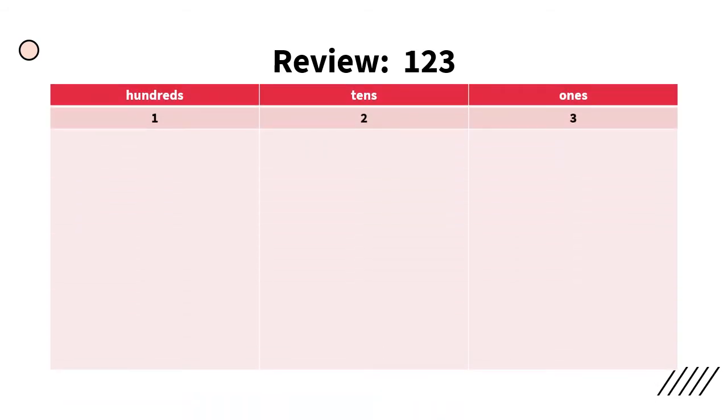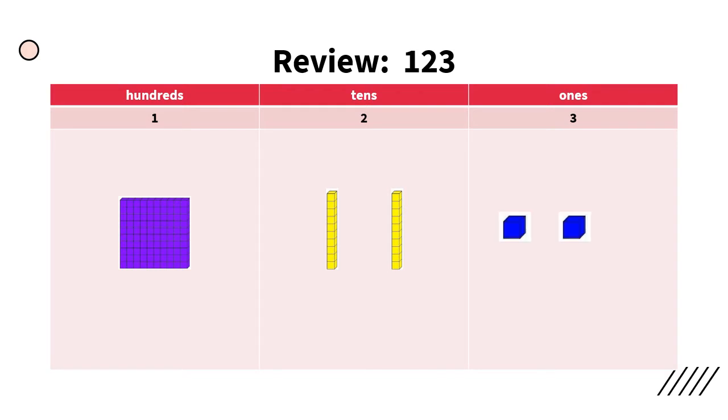Let's look at 123. Again, I can put the 1 in the hundreds column, the 2 in the tens column, and the 3 in the ones column. And to use blocks to show that, I can put 1 hundreds block in the hundreds column, 2 tens blocks in the tens column, and 3 ones blocks in the ones column. So this is how I represent 123.